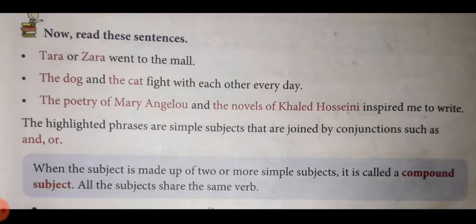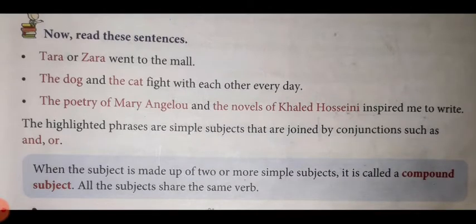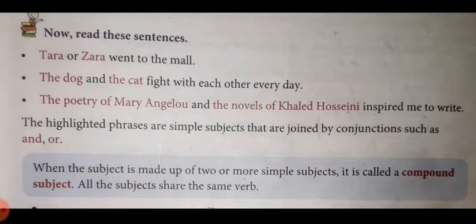The poetry of Maya Angelou and the novels of Khaled Hosseini inspired me to write. What inspired me to write? The poetry of Maya Angelou and the novels of Khaled Hosseini. This is your compound subject. So Tara or Zara, the dog and the cat, the poetry of Maya Angelou and the novels of Khaled Hosseini. These are the compound subjects joined by the conjunctions and or or.